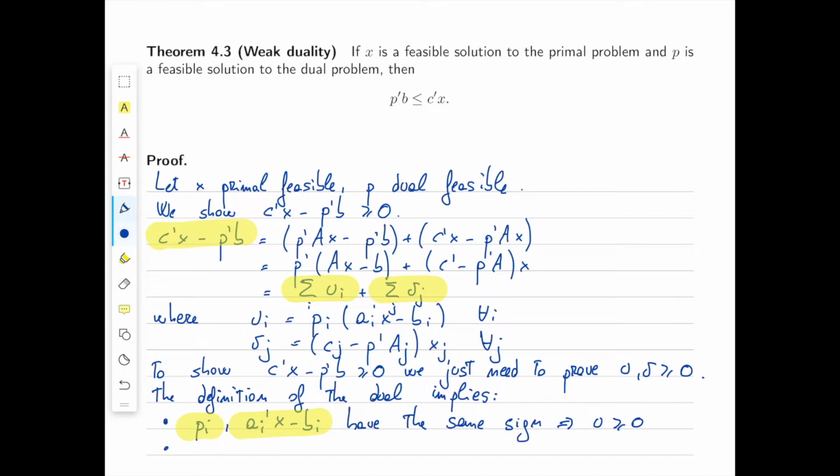Finally, if ai transpose x is equal to bi, then the second quantity is 0. Similarly, from the definition of the dual, we have that cj minus P transpose Aj and xj have the same sign. And this implies that v is greater than or equal to 0. And this concludes the proof of weak duality.